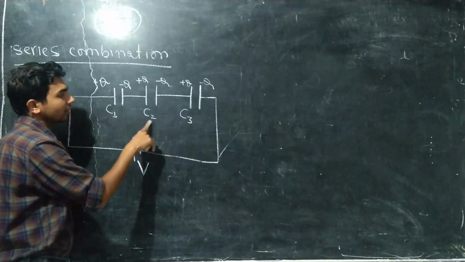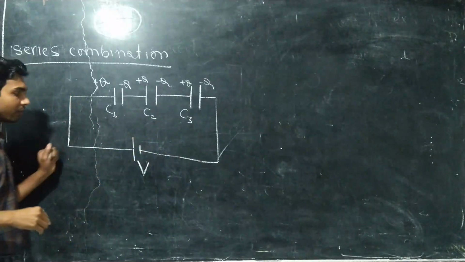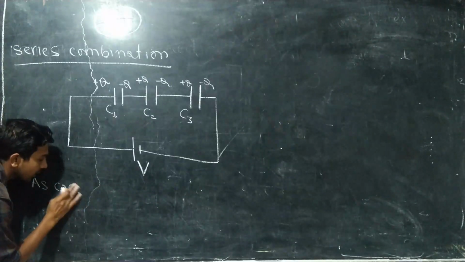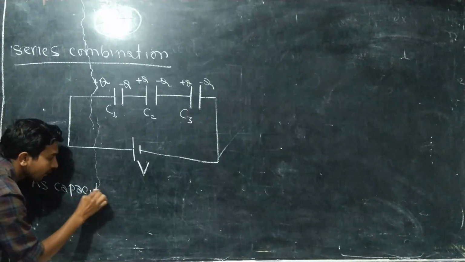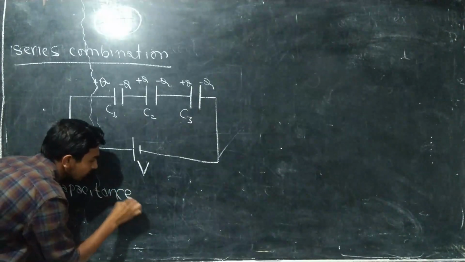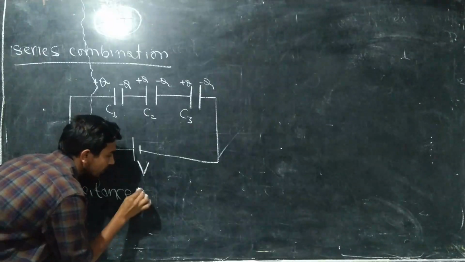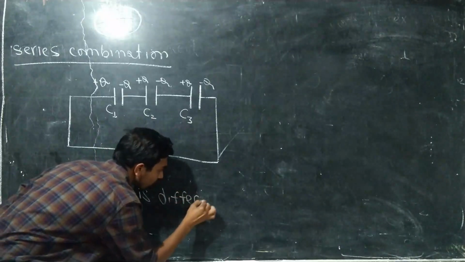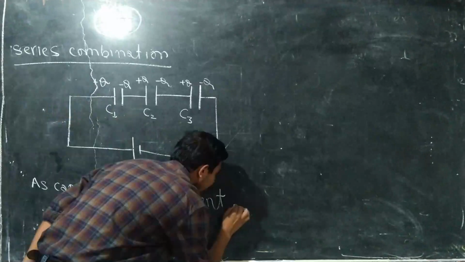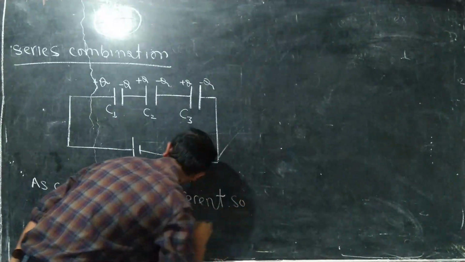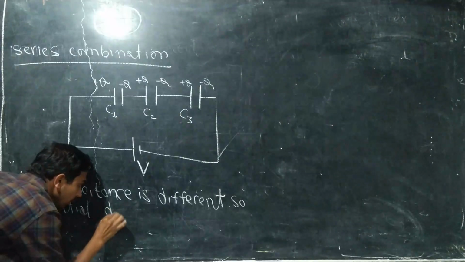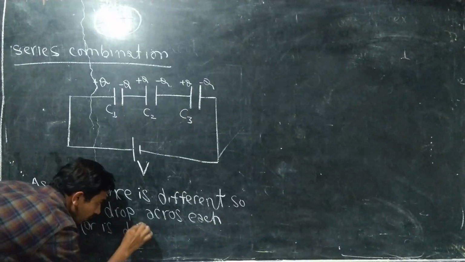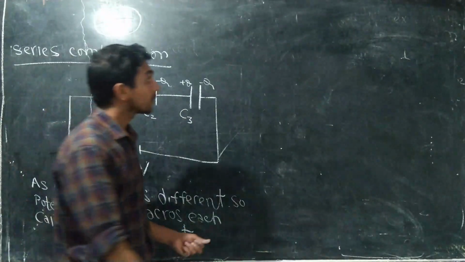And you can see here, this capacitor has capacitance C1, this one C2, this one C3. As the capacitances are different, the potential drop across each capacitor is different, right?